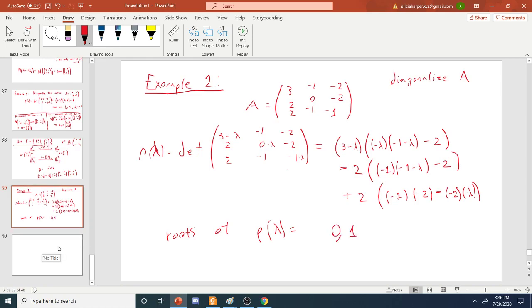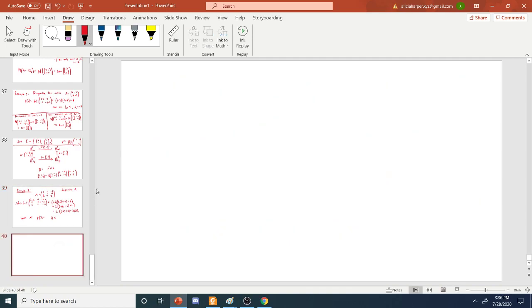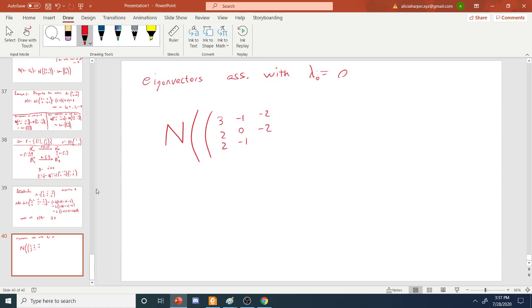All right, so now we're going to analyze the roots. So first thing I'm going to do is look for eigenvectors associated with lambda naught equal to 0. So this corresponds to finding the null space of the matrix 3, 2, 2, negative 1, 0, negative 1, negative 2, negative 2, negative 1.